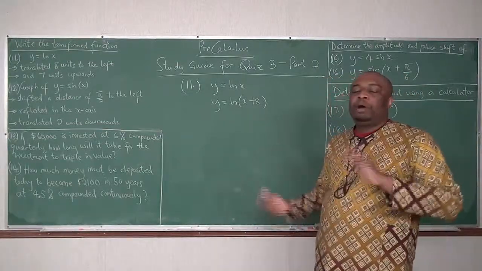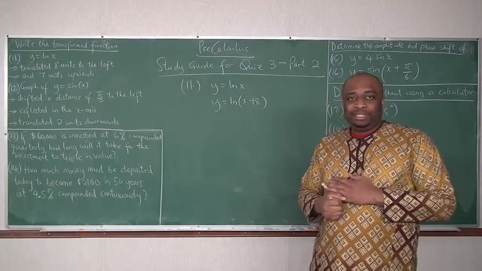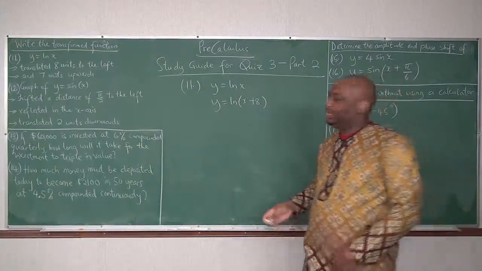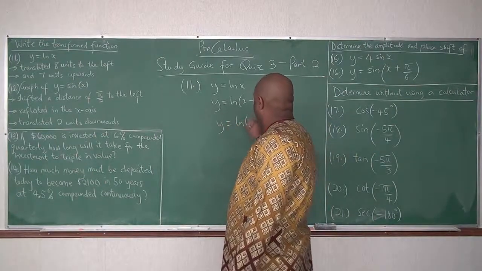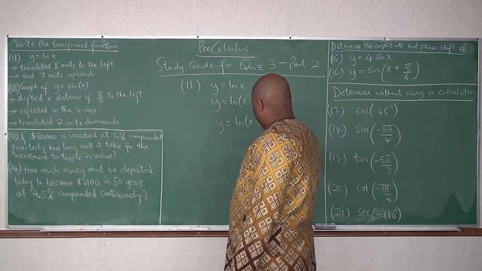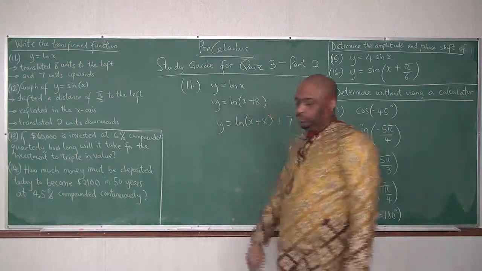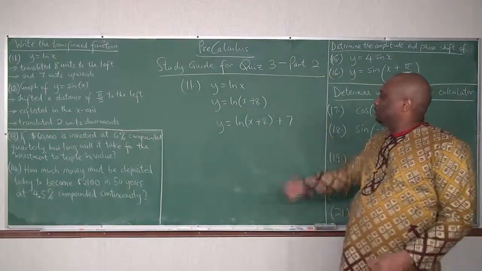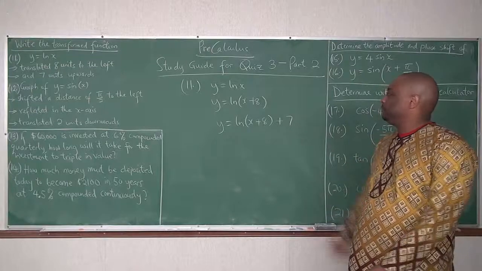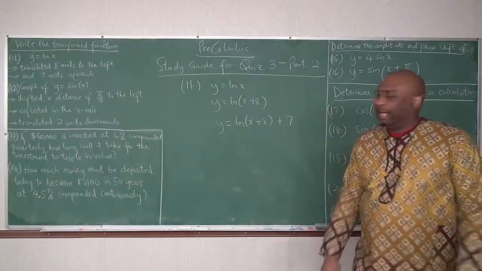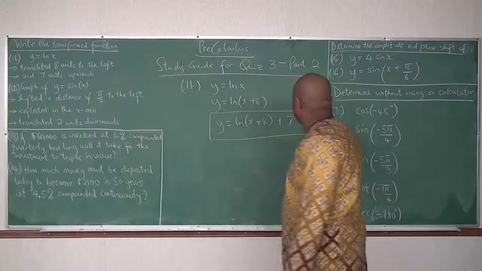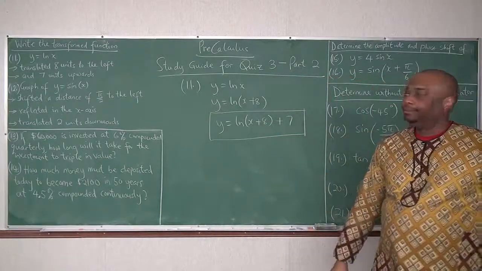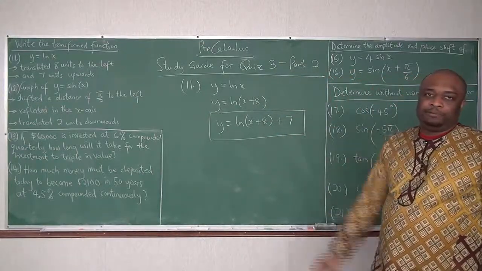Then 7 units upwards, that's vertical translation. So this will be y equal to ln of x plus 8, plus 7. With vertical translation, if it's up, it is positive. If it is downwards, it's negative. So this becomes your answer, the transformed function.